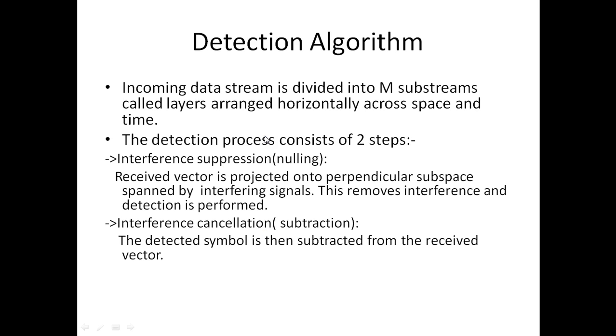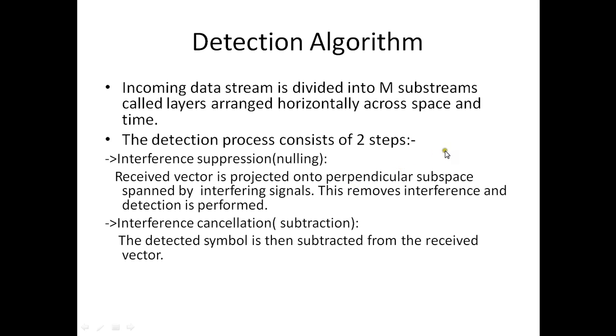What is interference suppression, or nulling? Basically, it is used to remove interference so that a correct and accurate detection can be made. For this purpose, the received vector needs to be projected onto the perpendicular subspace spanned by the interfering signals. Because it is a perpendicular subspace for the interfering signals, the received vector will not be affected by interference. So this removes interference and detection can be performed.